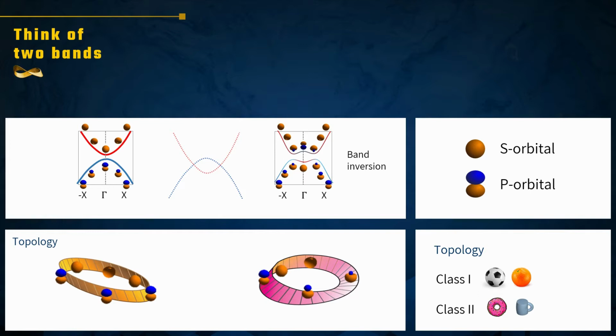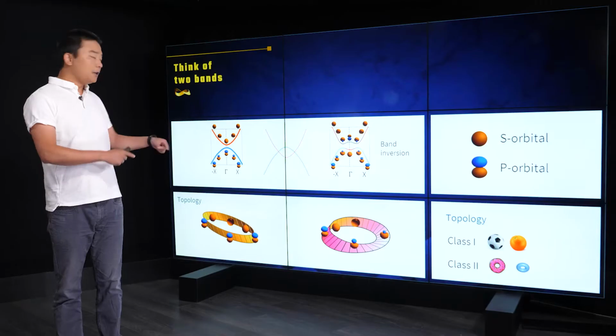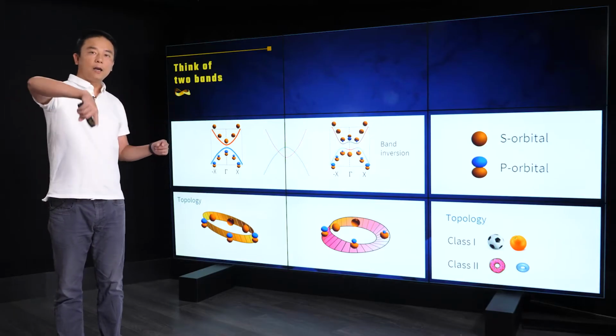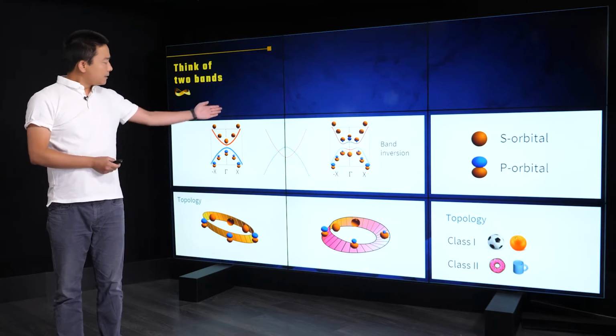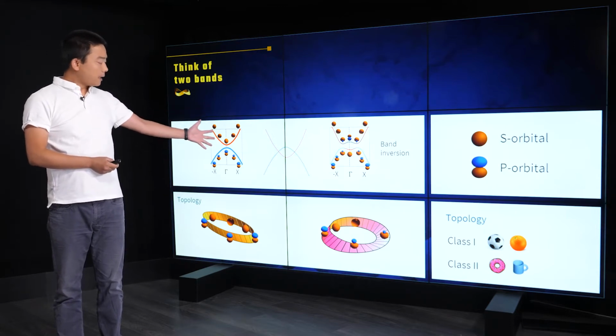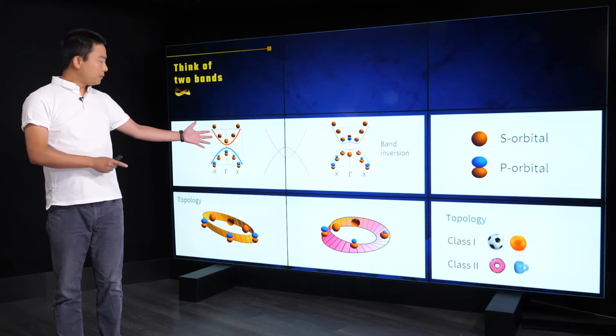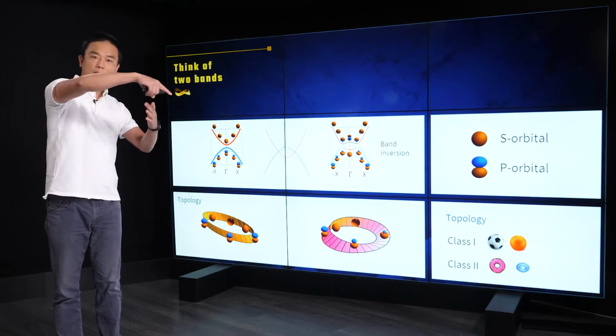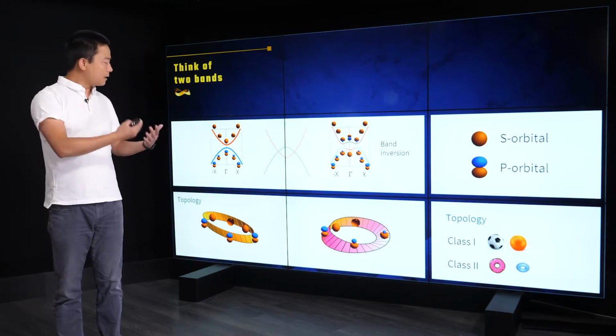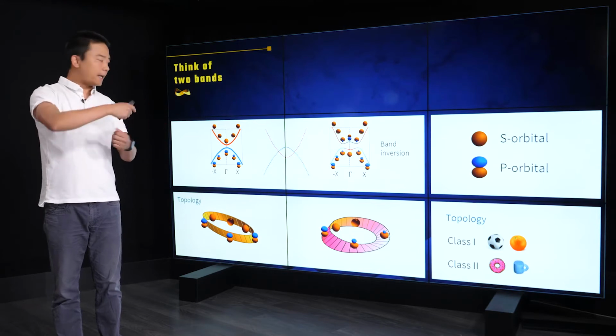We can mimic the topology by a strip. For example, here, the normal insulator is a normal strip. And if you go on the surface, you only have one orbital. The second insulator, we can mimic as a Möbius strip. If you go on the surface, you will meet another surface, right? This is a mimic. You go from mixed p orbital and s orbital.